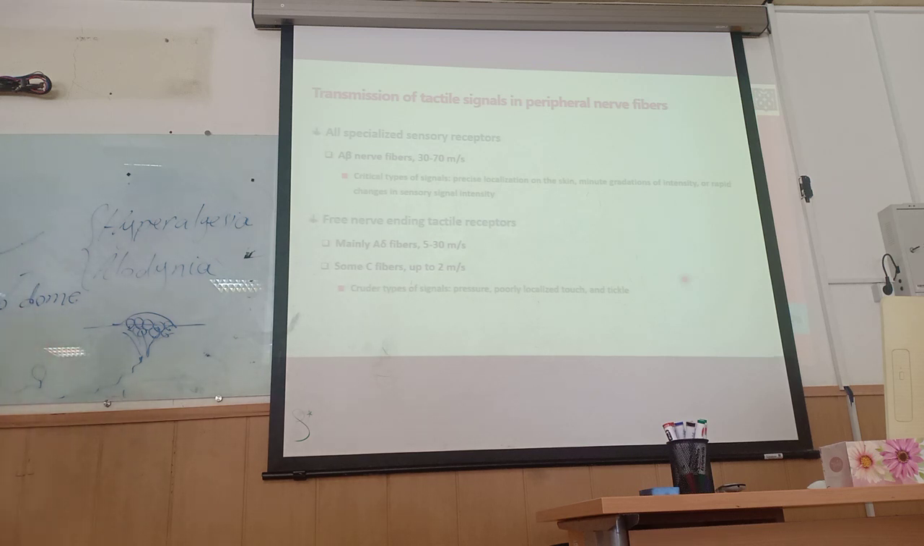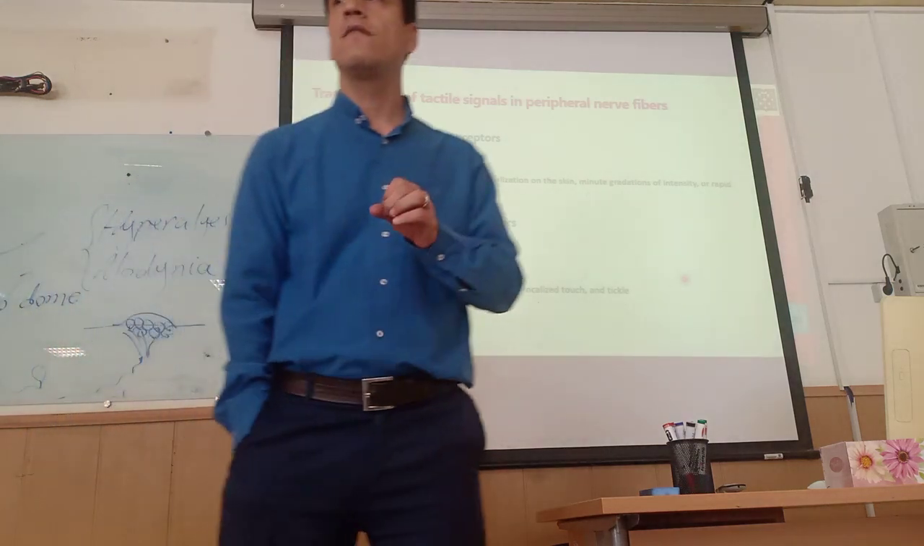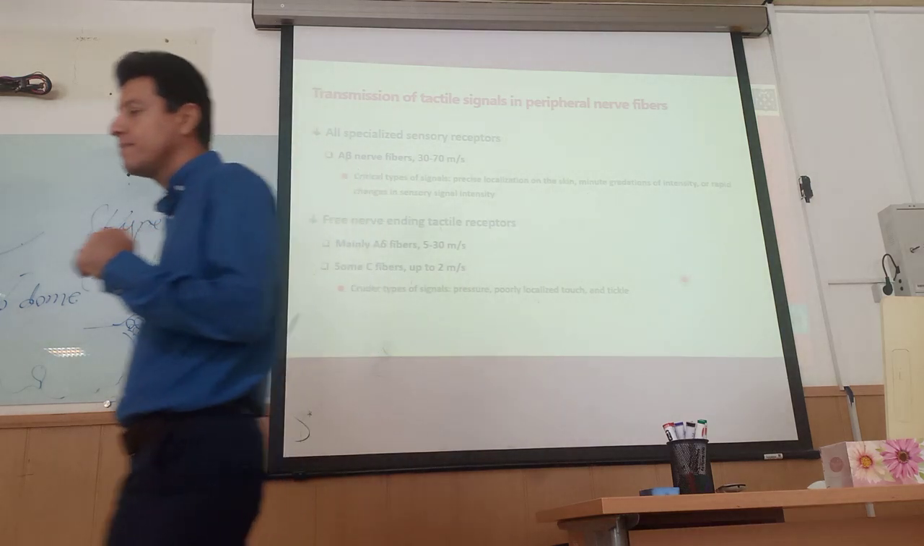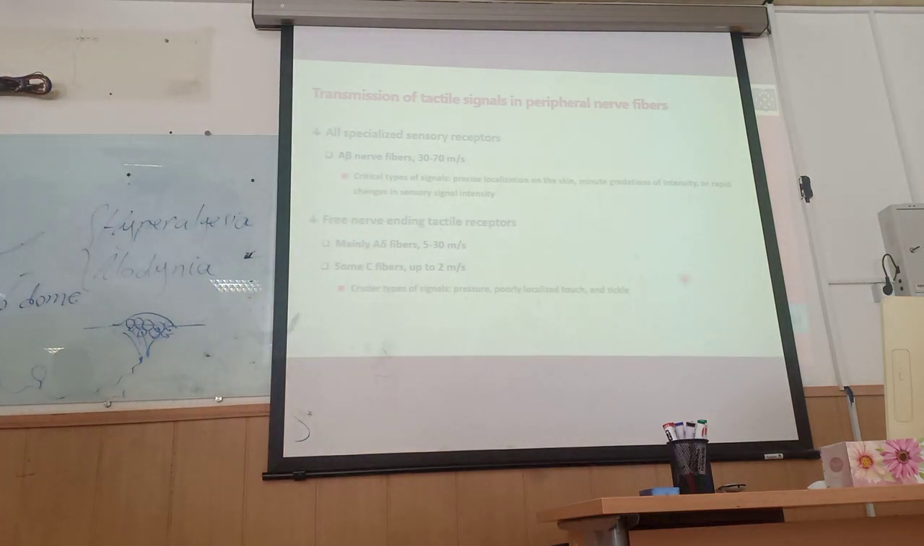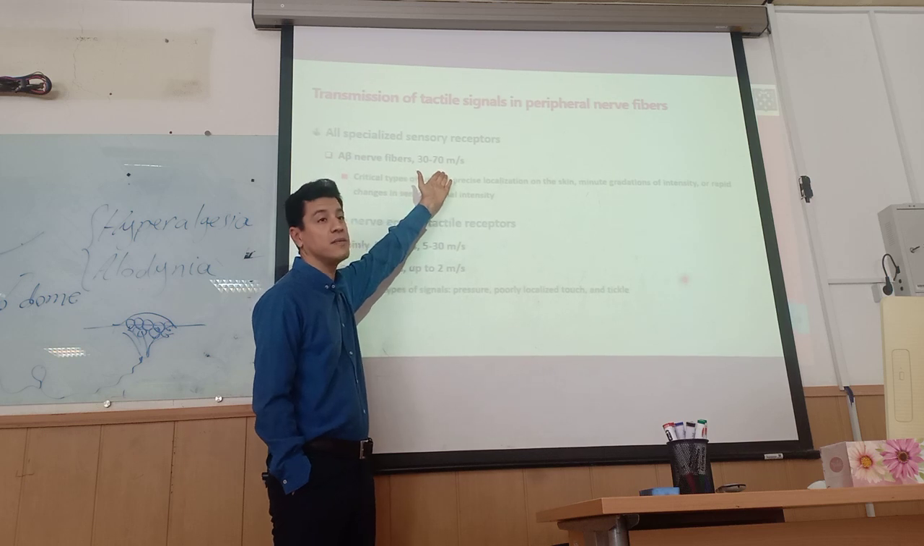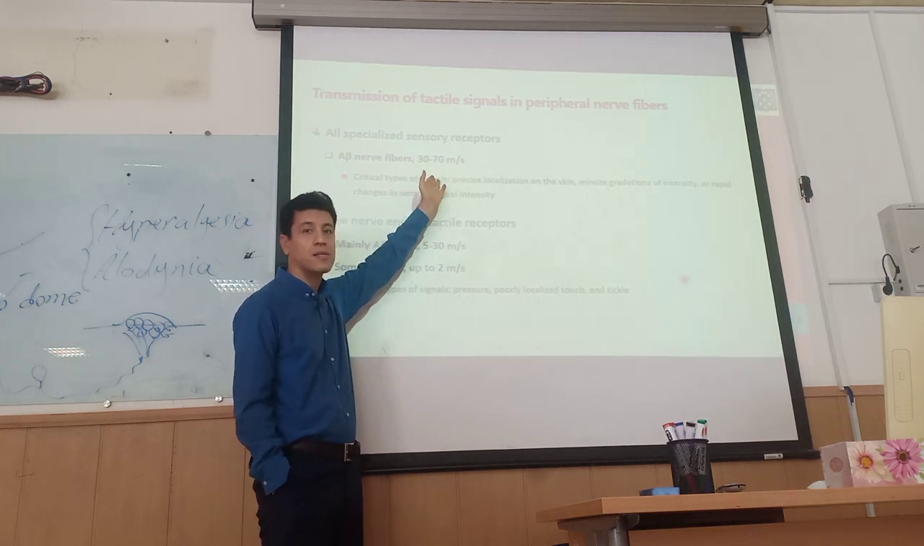So Meissner, Merkel, Pacinian, Ruffini, and hair receptors all use A beta fibers. A beta fiber is a myelinated fiber which is very thick and fast in transmission of the signals. Conduction velocity is between 30 meters per second and 70 meters per second. So it's very fast.